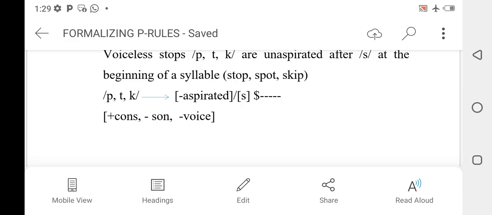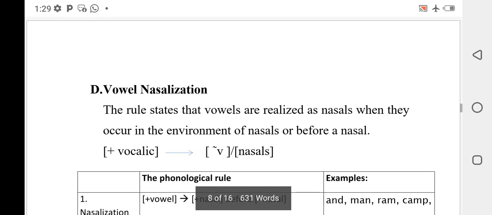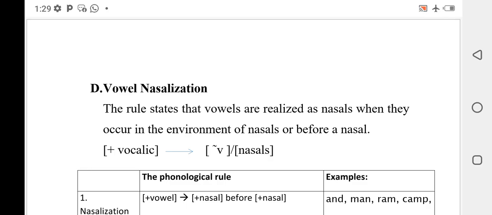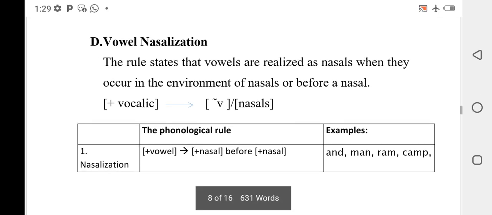All right, so we have particle. It becomes unaspirated when it comes after s at the syllable initial position. Is that understood? All right, let's proceed. We have the vowel nasalization. We should be familiar with that already. In the vowel nasalization, the rule states that vowels are realized as nasals when they occur in the environment of nasals or before a nasal.